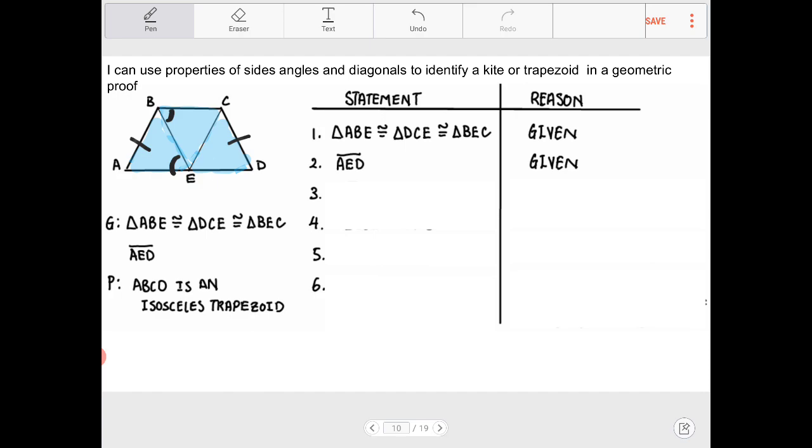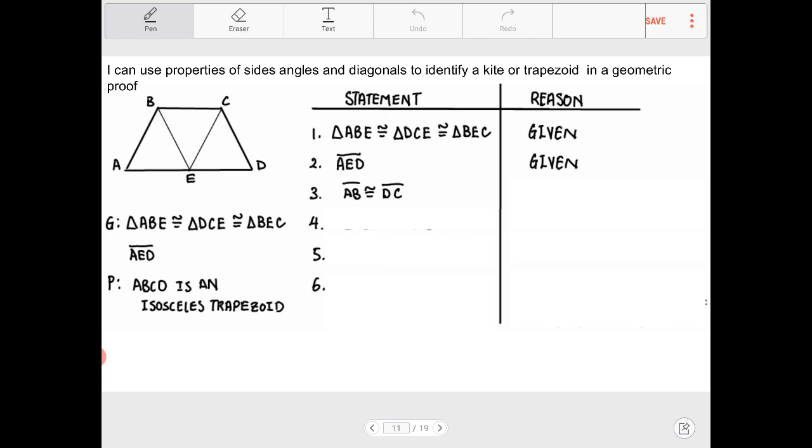And that pretty much will be the end of the proof, because if I can show that BC is parallel to AD, then we have one pair of parallel sides. We also have one pair of congruent sides. And that will be enough to demonstrate that it's an isosceles trapezoid. So let's put this all into words.